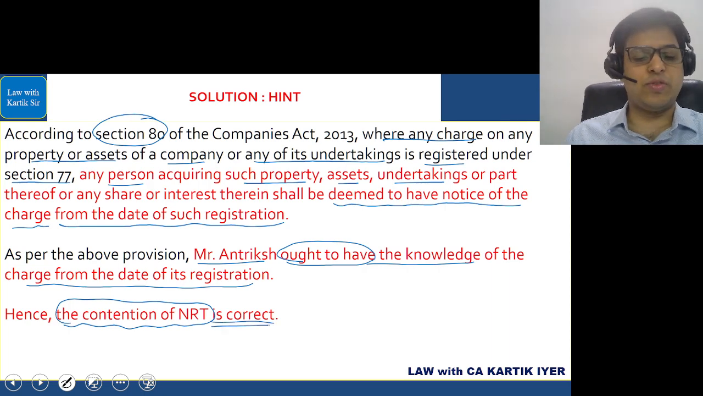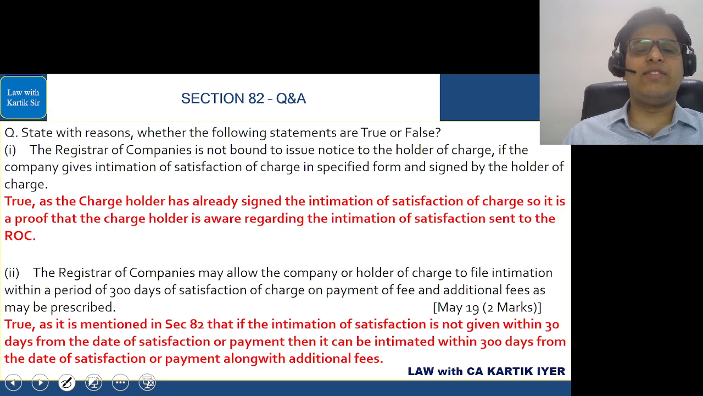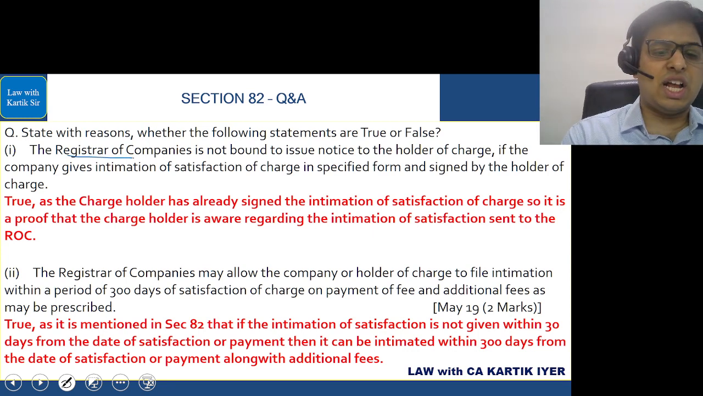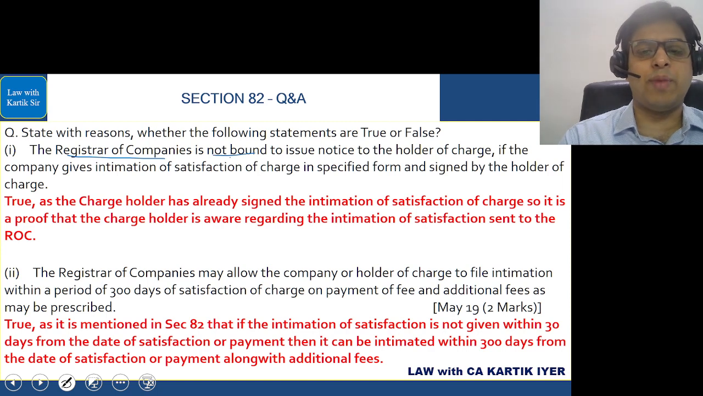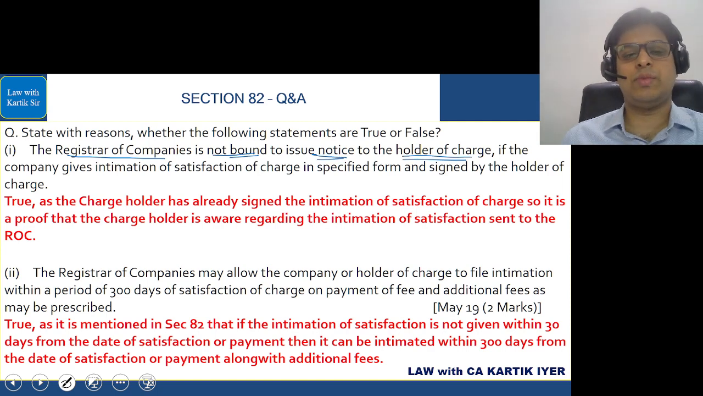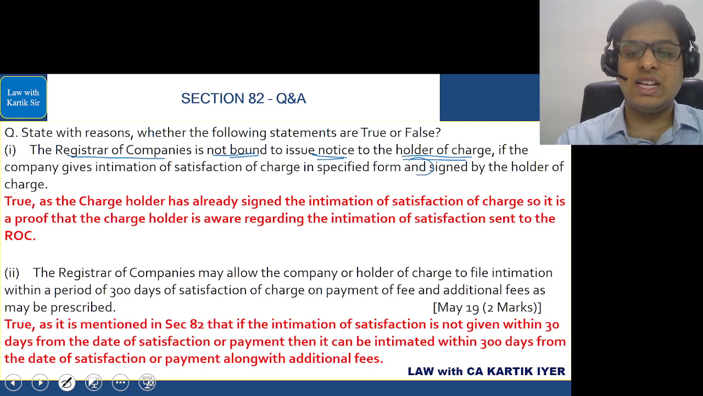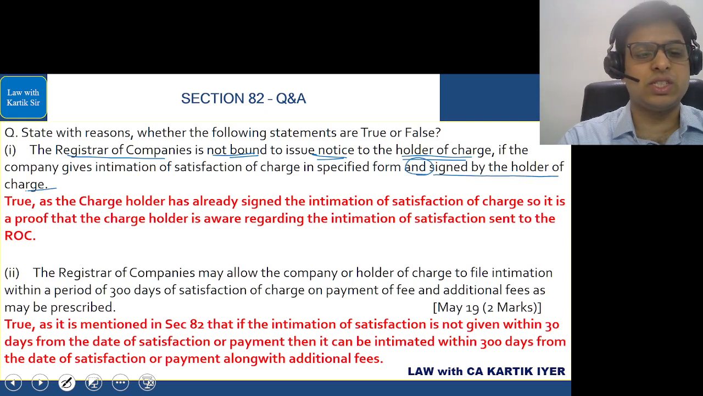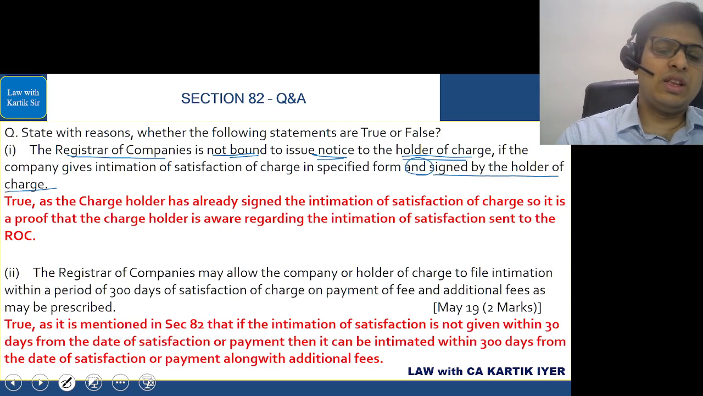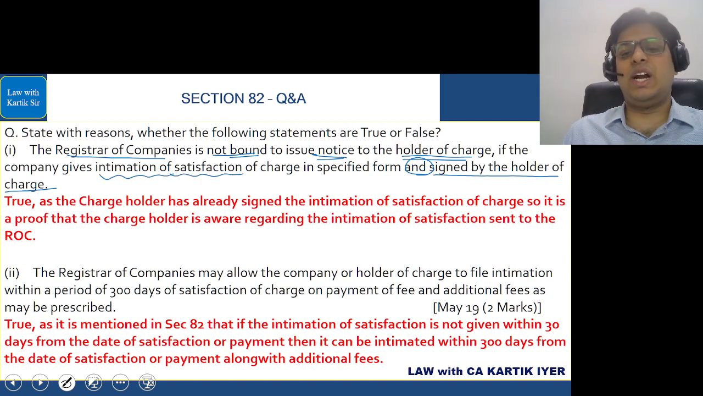Easy? Okay, let's go further. State with reasons whether the following statements are true or false. Let's see. The registrar of companies is not bound to issue notice to the holder of charge if the company gives intimation of satisfaction of charge in the specified form and it is signed by the holder of the charge. The loan amount has been satisfied. The company is required to give intimation.